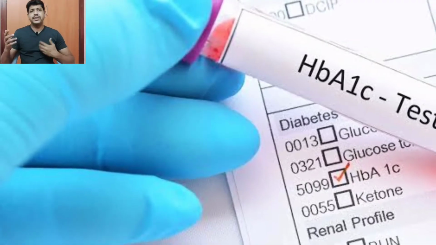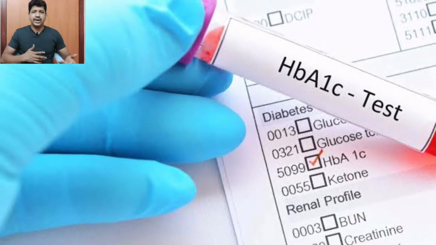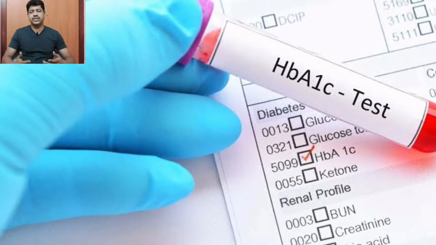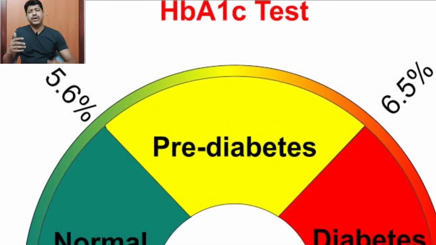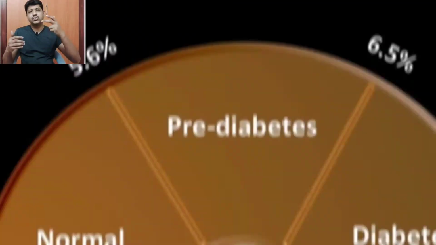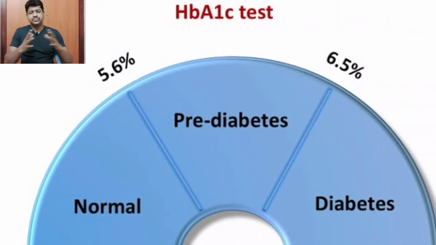Next, HbA1c. For HbA1c I don't have to fast. I can get this HbA1c anytime. If the HbA1c value is more than 6.5% on 2 different occasions, then it is diabetes.